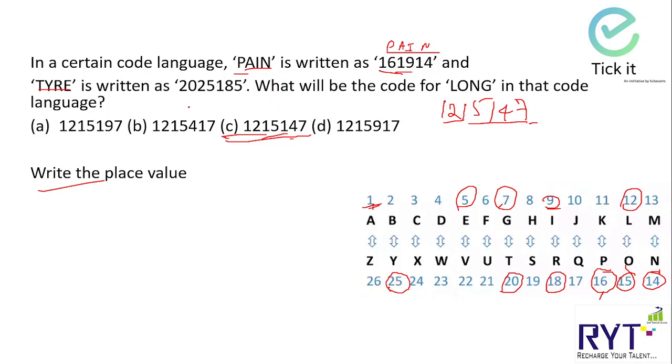Right? Let us check for the other word. TYRE: T is 20, Y is 25, R is 18, E is 5. So this is also fine. I'll apply the same logic for the word LONG, L-O-N-G. L is 12, O is 15, N is 14, G is 7. So 12, 15, 14, 7 is the answer, which is option C. That is the right answer.